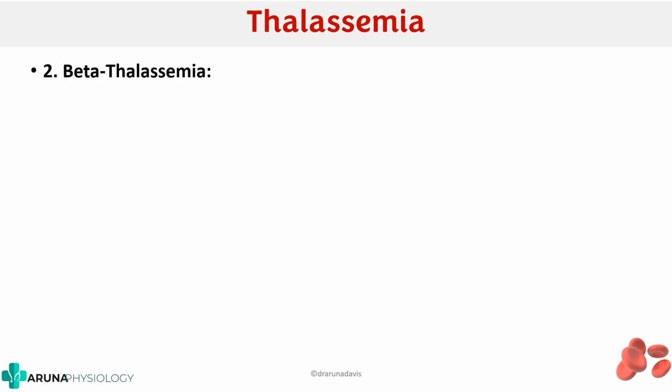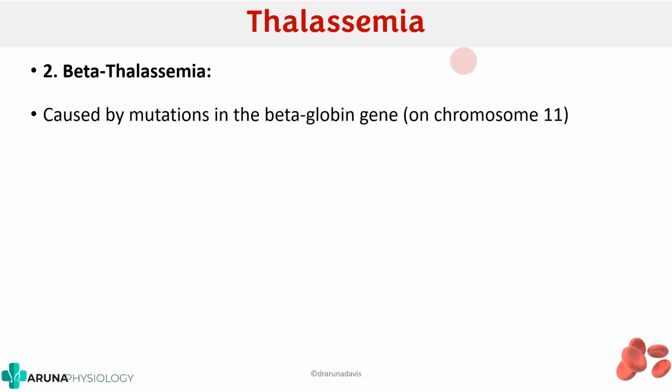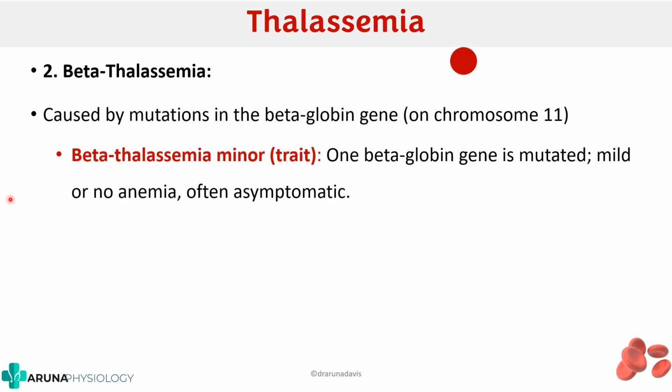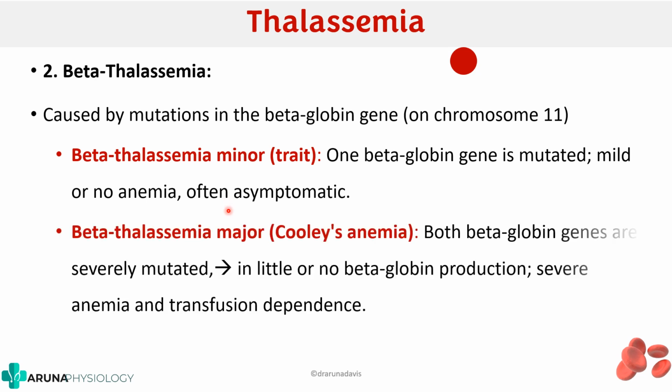Similarly, for beta thalassemia also we can further classify it. But the only difference is that for the beta chain you've just got 2 genes. So if one gene is affected, you can have beta thalassemia minor. And if 2 genes are affected, you can have Cooley's anemia or beta thalassemia major. So remember this term, Cooley's anemia is beta thalassemia major. In this, there is no beta globin production, which can lead to severe anemia. So you'll have to transfuse blood in order to survive. Okay. So that is about the classification of thalassemia.